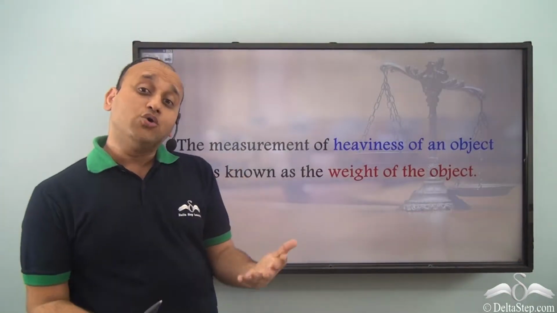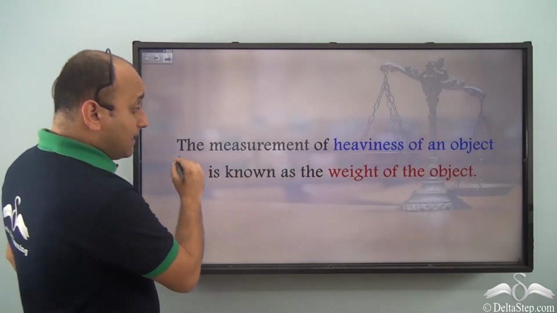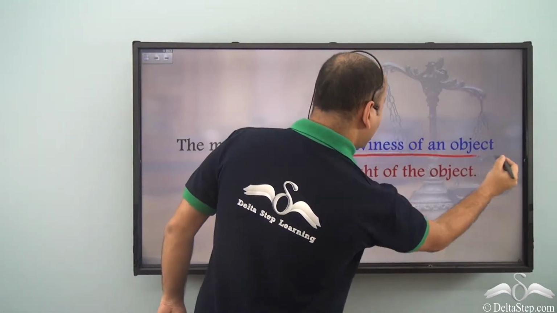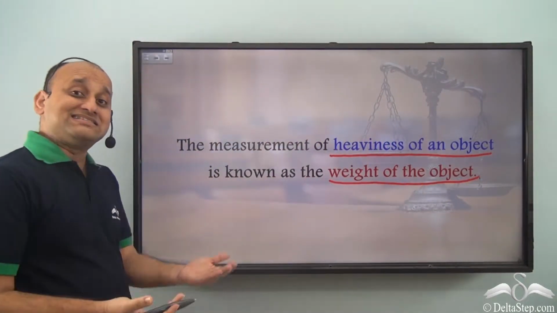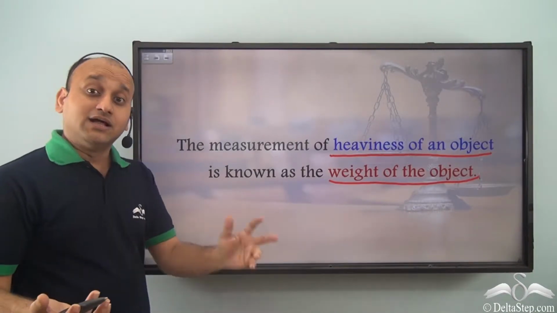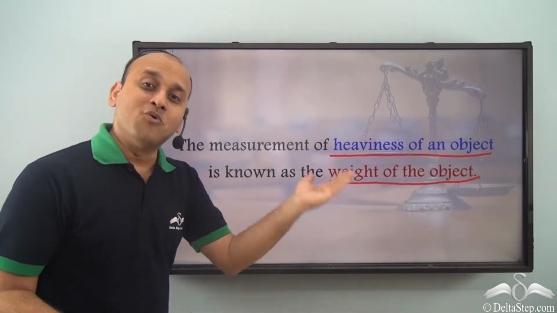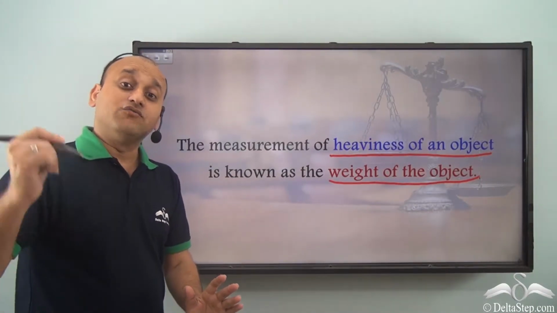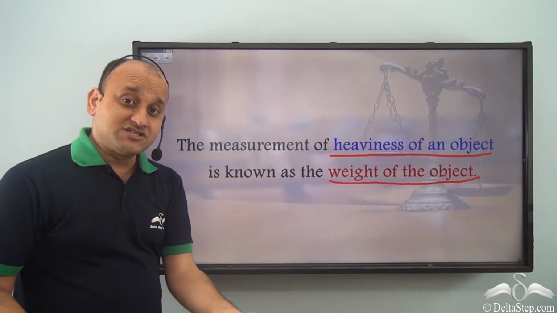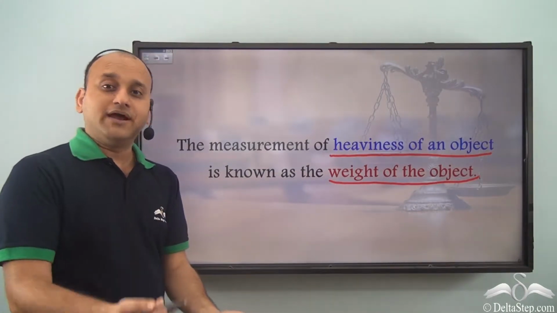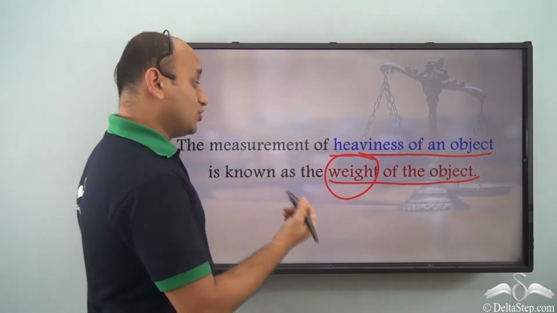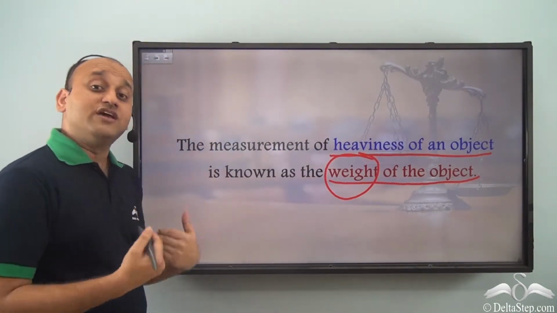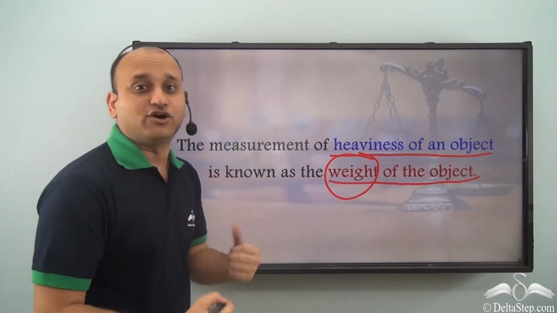Now, you must be thinking, how do we measure the heaviness of something? Well, the measurement of heaviness of an object is known as the weight of the object. So if something is heavy and something is light, then the object which is heavy has more weight compared to the object which is light. The object which is heavy has a greater weight compared to the one which is light. So weight represents the heaviness of an object. When we talk about the heaviness of an object, we are basically measuring the weight of the object.